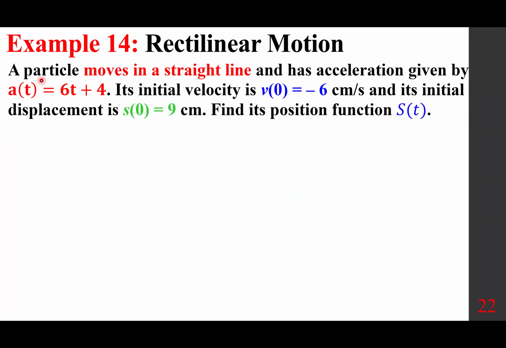Rectilinear motion. A particle moves in a straight line and has acceleration given by a of t equals 6t plus 4. Its initial velocity v of 0 is negative 6 centimeters per second, and its initial displacement is s of 0 equals 9 centimeters. Find its position function s of t.